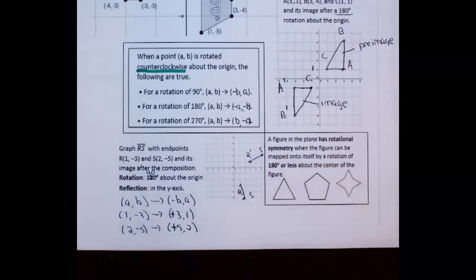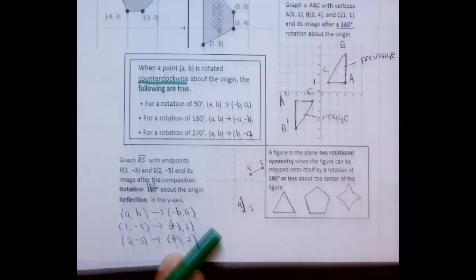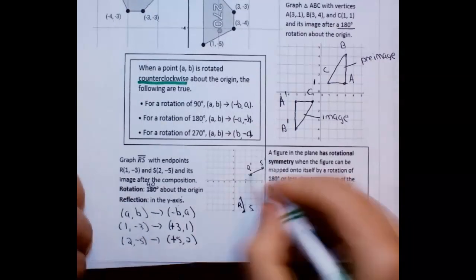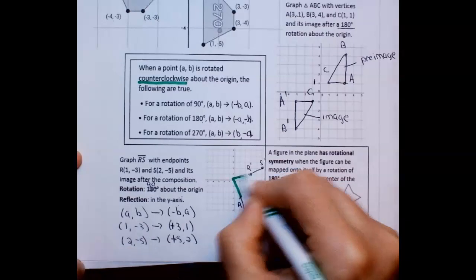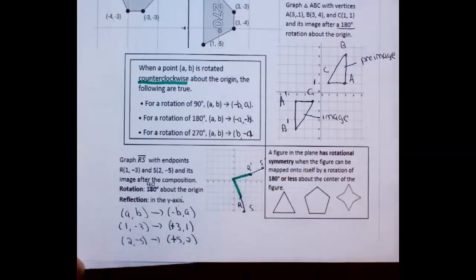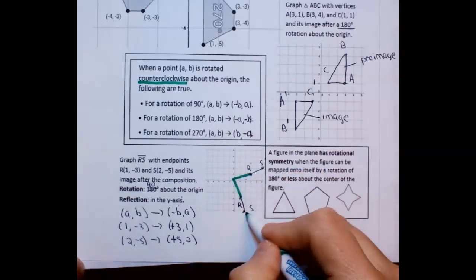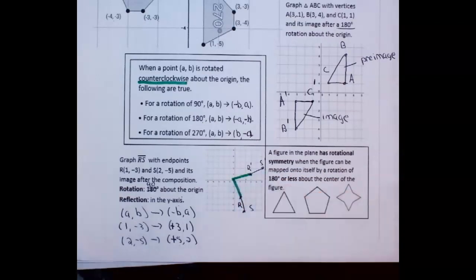That's kind of tough to see. It's a 90-degree angle, but one way we figure out what that angle is, if you take your pre-image point, you go to the origin, and you go out to R prime, it should form a right angle. Same thing if we did S to the origin, out to S prime, it forms a right angle. So we know we've got a 90-degree rotation.